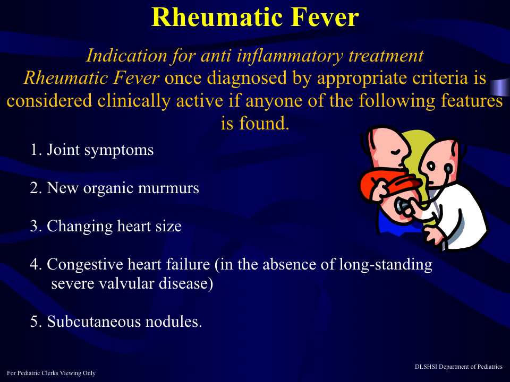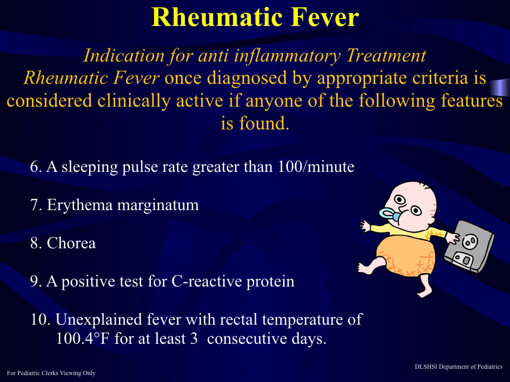Indications for acute inflammatory treatment include joint symptoms, new organic murmurs, changing heart size, congestive heart failure, and subcutaneous nodules. A sleeping heart rate greater than 100 beats per minute, erythema marginatum, chorea, a positive test for C-reactive protein, and unexplained fever with a rectal temperature of 100.4 degrees Fahrenheit for at least 3 consecutive days.